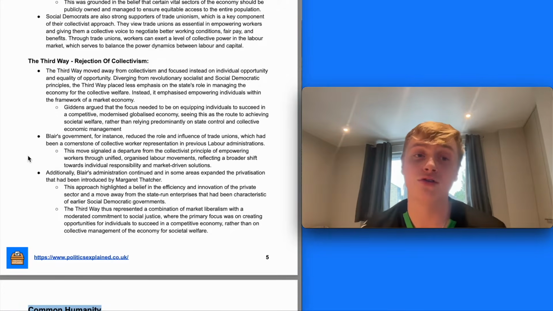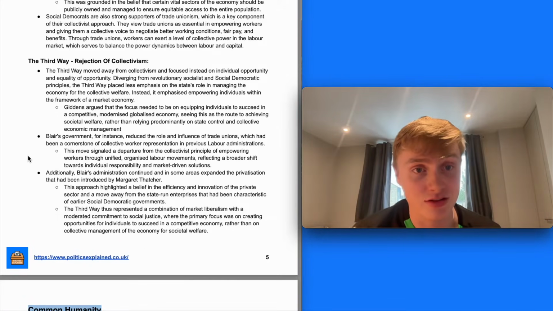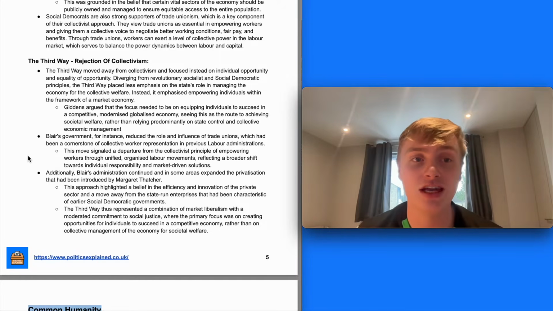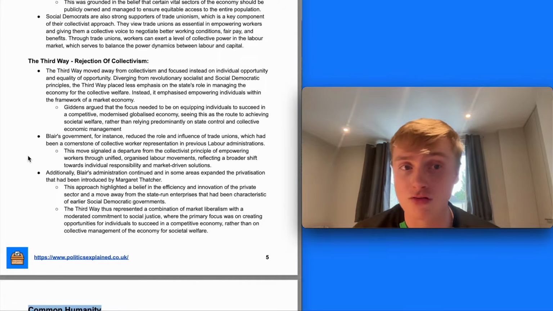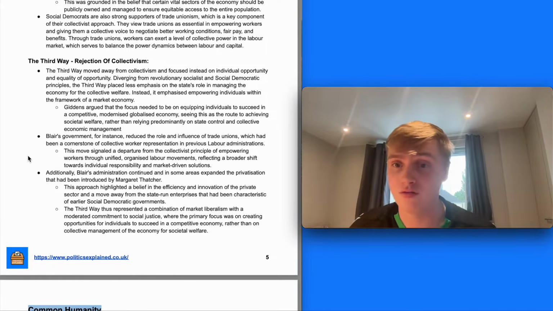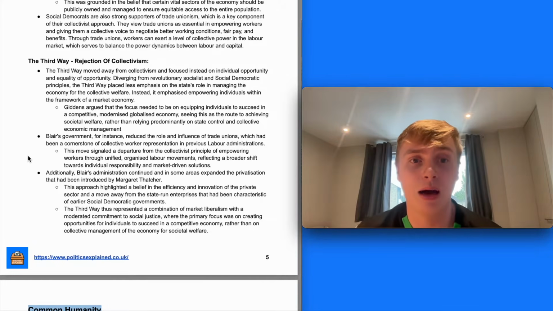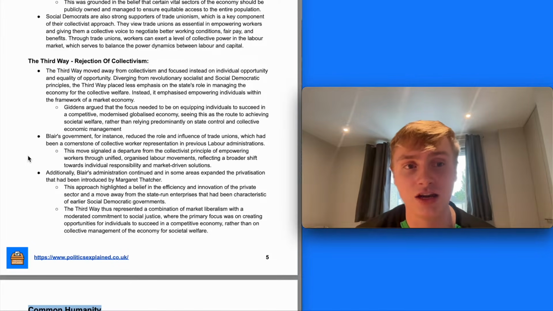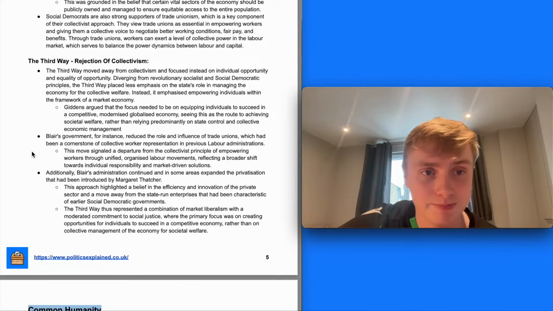The third way, by contrast, rejects collectivism. They move away and focus instead on individual opportunity and equality of opportunity. They place a lot less emphasis on the state's role in managing the economy for the collective, for the whole of society, and they instead emphasize empowering individuals within the market economy.